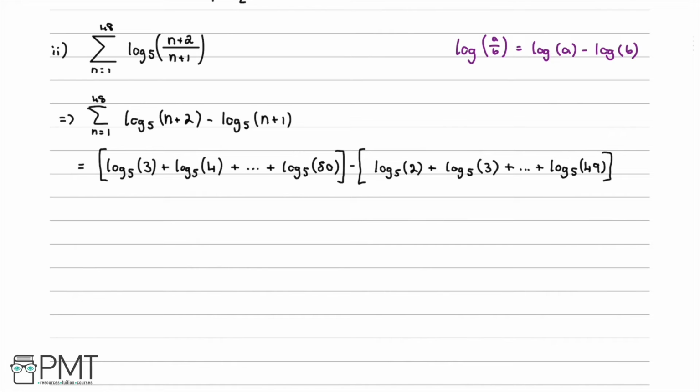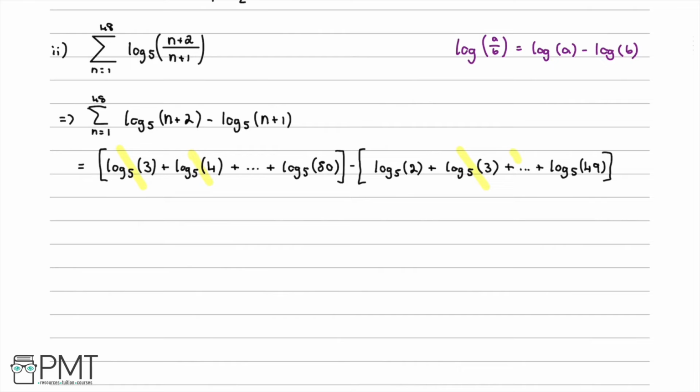So now think, what do we notice here? This second term, the whole term in the second square brackets, is going to have a lot of similar terms to the first term. This goes from 2 all the way to 49, and this goes from 3 to 50. And we know that we're subtracting everything in these big brackets, so a lot of things are going to cancel out. So log base 5 of 3 will cancel out, because we subtract log base 5 of 3 here, and that'll be the same for 4, and so on and so forth.